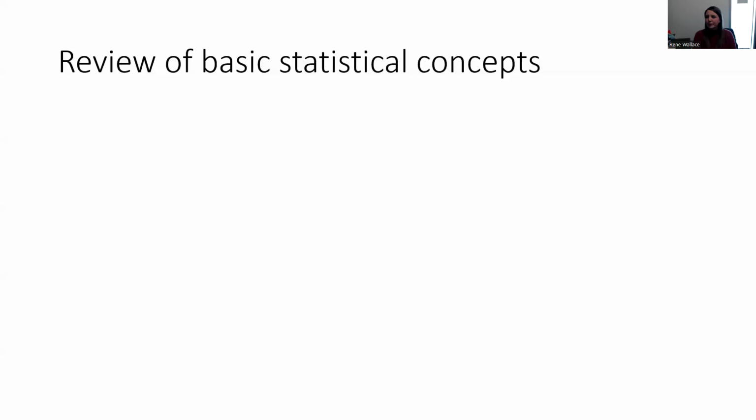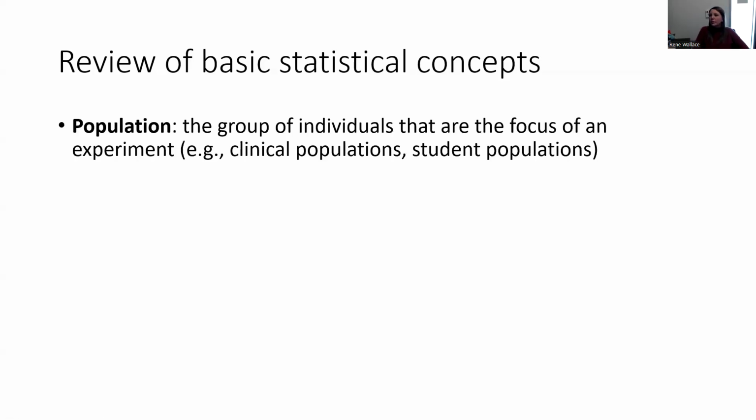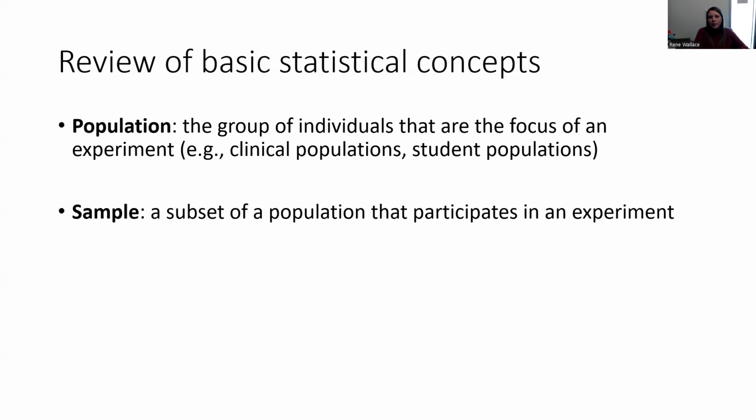Okay, reviewing some basic statistical concepts. Population. The population is the group of individuals that are the focus of the experiment. Maybe we're looking at a specific clinical population, individuals diagnosed with depression, or a specific student population, all the third graders at this elementary school, or all of the third graders in America, or college students as a whole, right? Some population that we want to focus on and find out about.